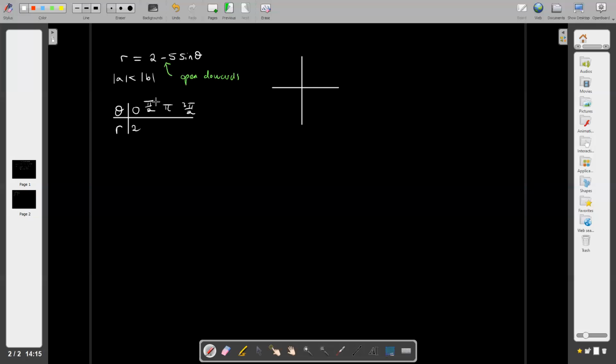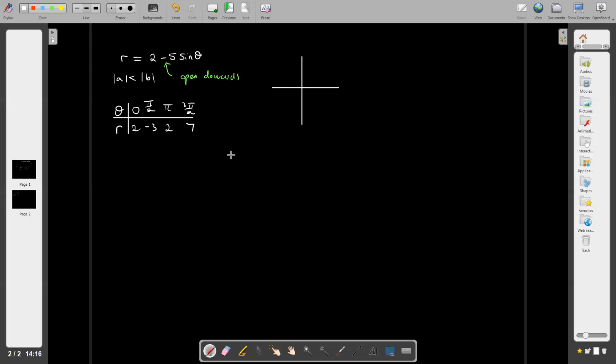When theta is pi on 2, sine of pi on 2 is 1. So this becomes 2 take 5, which is negative 3. When theta is pi, sine of pi is 0, so this becomes 2 again. And when theta is 3 pi on 2, sine is negative 1, so this would become 2 subtract 5 times negative 1. So in other words, that would be 7.